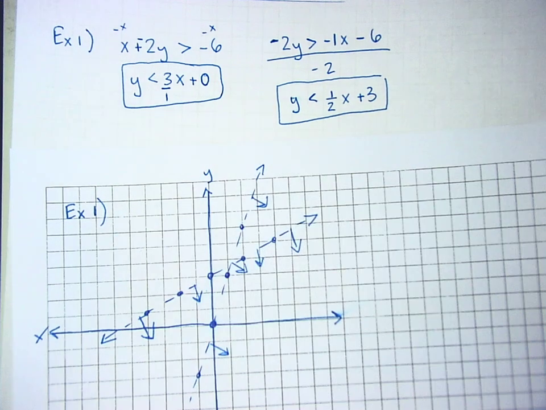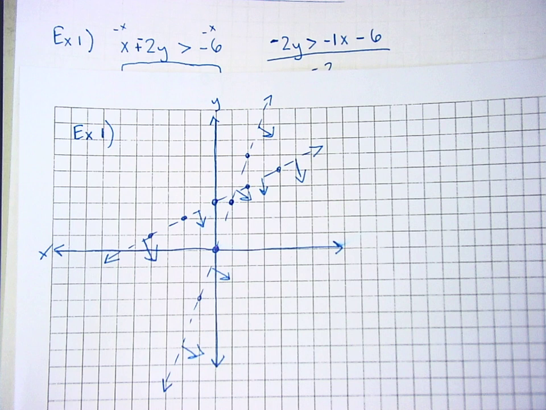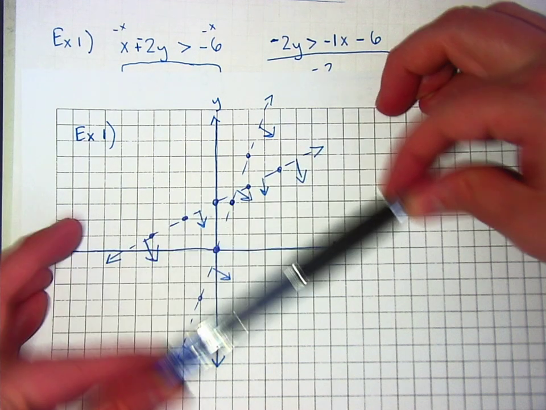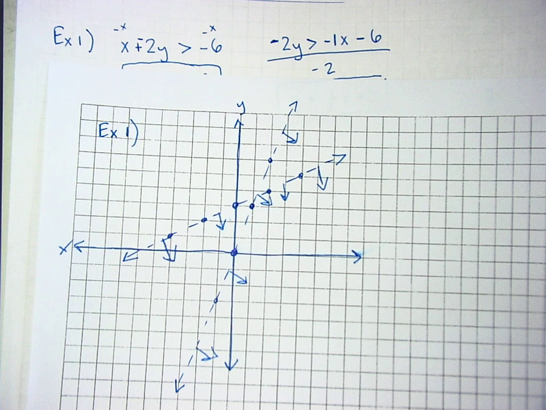Okay, so now the place that we do shade is where both sets of arrows are pointing. So everybody look up for a second, please. Okay? This line we're shading below this one, right? We're also shading below this one. So where do they overlap? Where is both of them shaded?